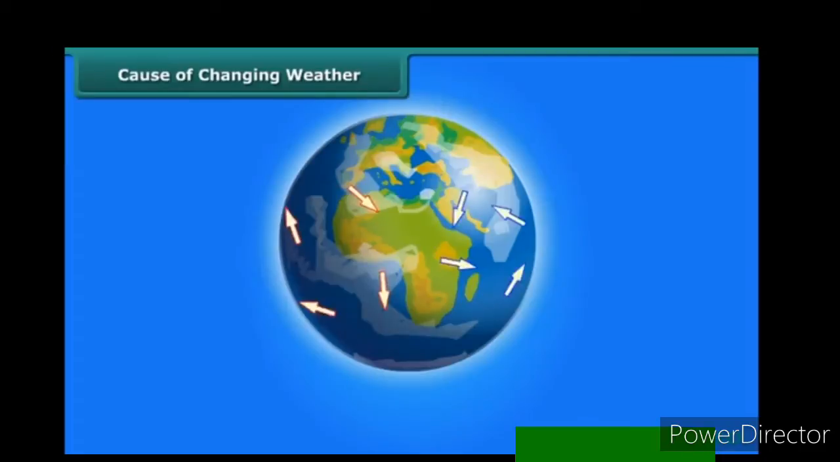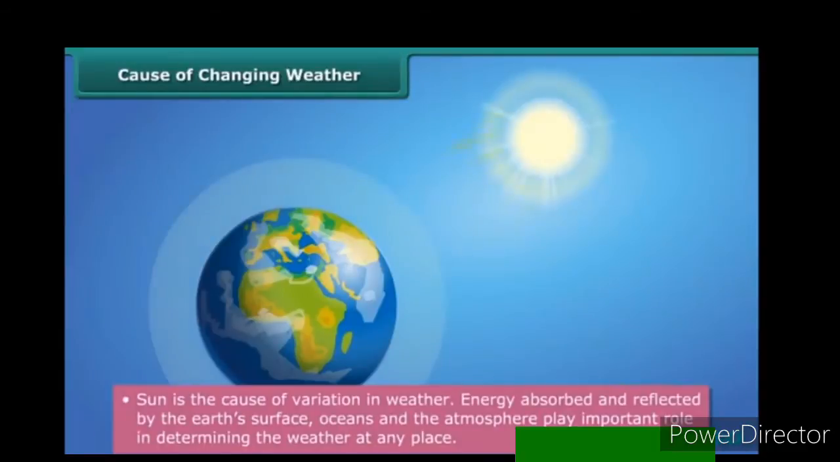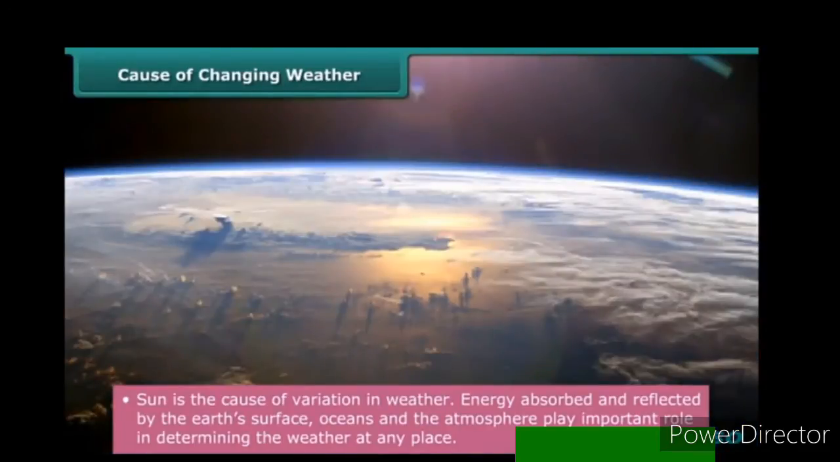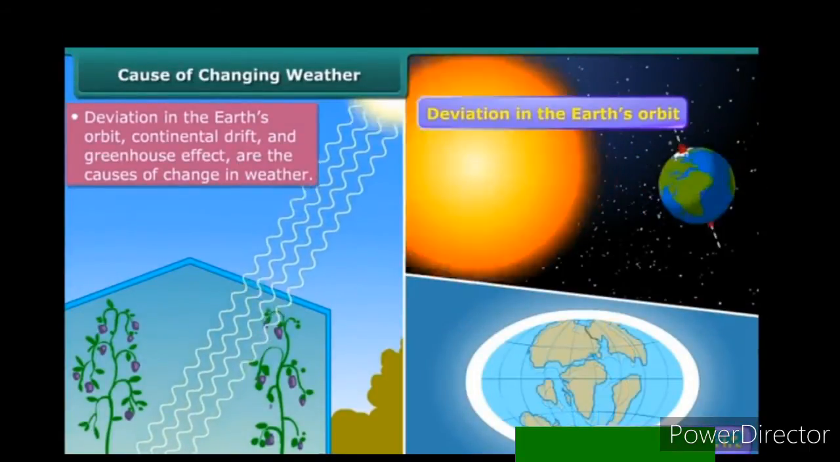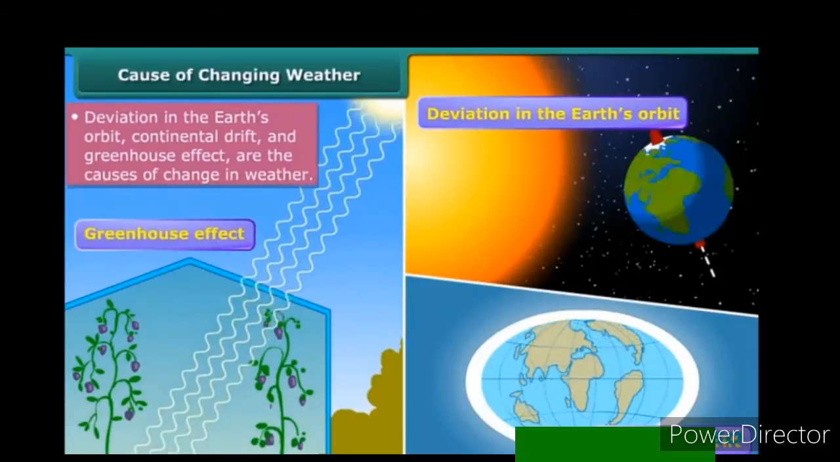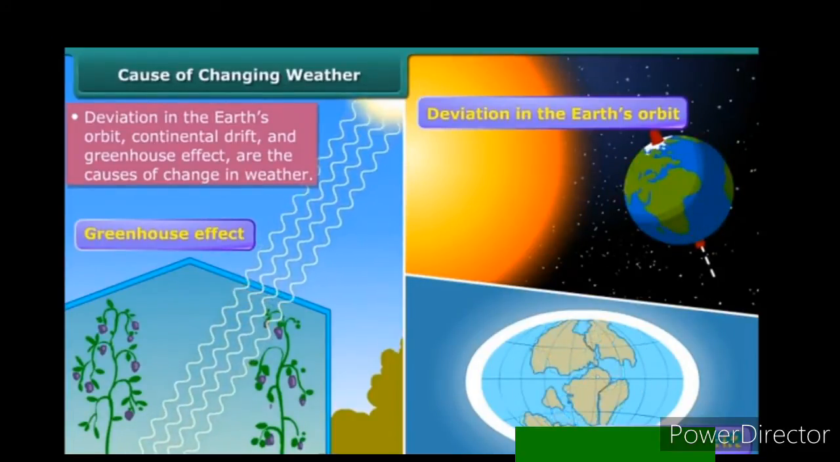Weather changes due to the wind speed, and because of that we see different atmospheric conditions per day. And sun is the cause of variation in weather. Energy absorbed and reflected by the earth's surface, oceans and the atmosphere causes the changes in weather. Some of the causes of changing weather are deviation in the earth's orbit, continental drift and greenhouse effect.